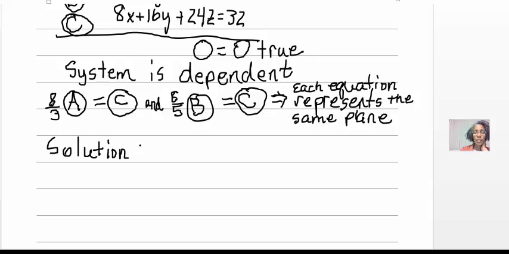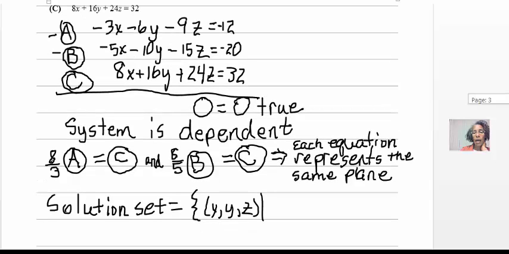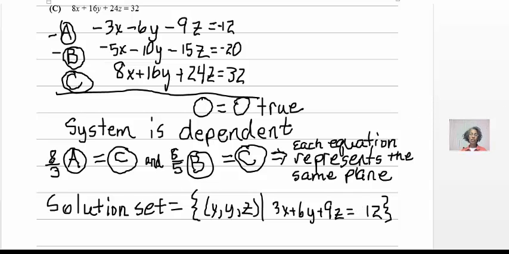So the solution set can be described as a collection of ordered triples x, y, z such that, and this is only in the case where all three equations represent the same plane, I can take any one of the equations and write just one of the equations. So in order for an x, y, z to satisfy this system, they have to make the equation 3x plus 6y plus 9z equal 12 true.